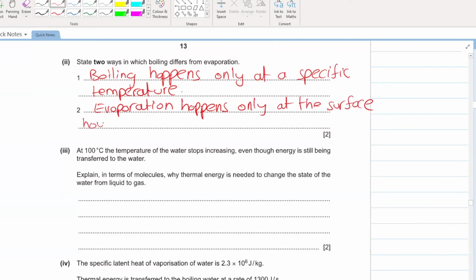However, boiling happens throughout the liquid. Perfect. Let's further move ahead.